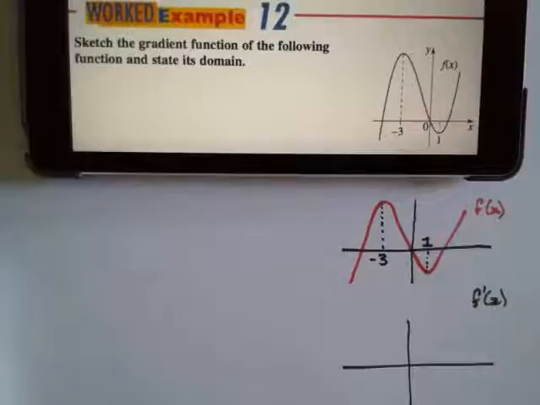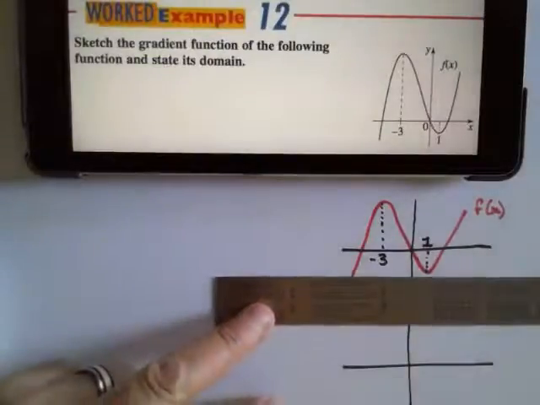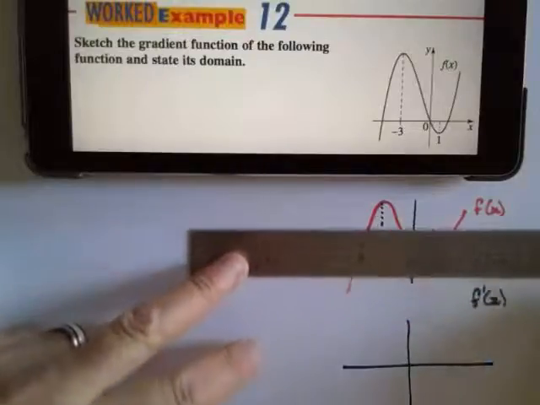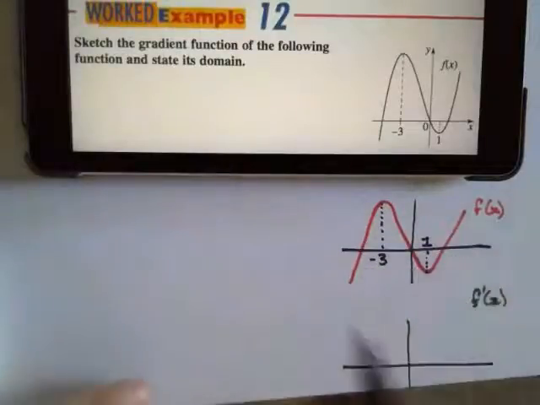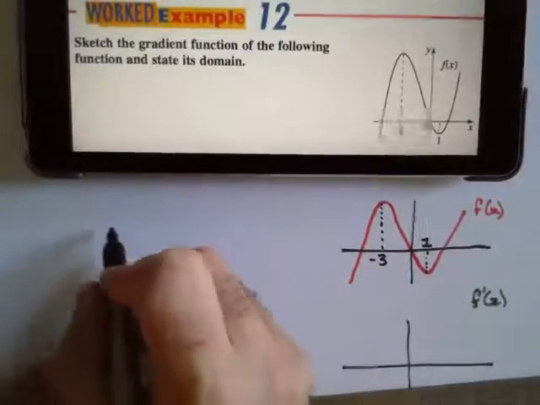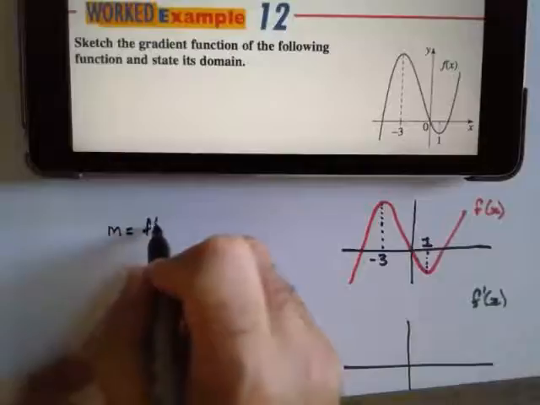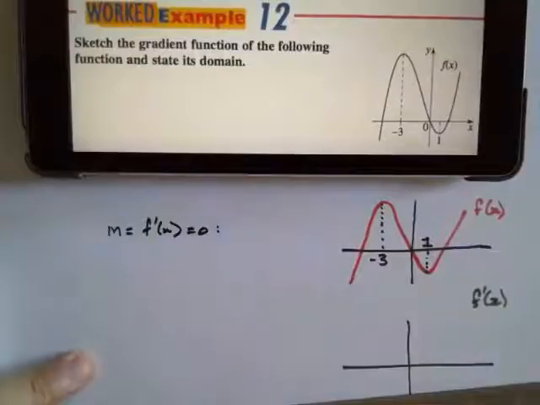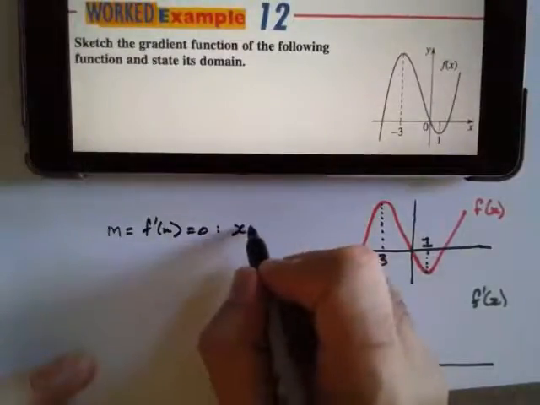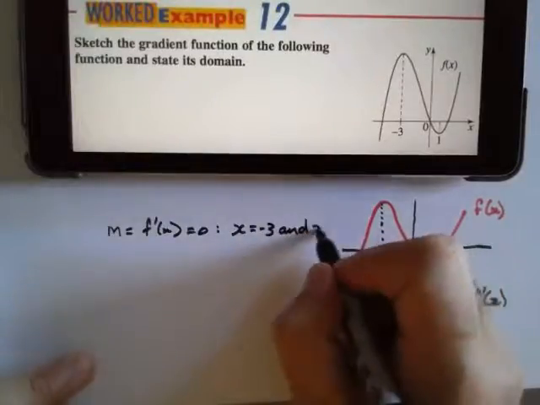What I'm going to do now is find where my gradient is 0. That's always the easiest. And my gradient is 0 always on a turning point, if you remember correctly from year 8, from year 11. So gradient is 0 there, gradient is 0 there. So I'm going to remember that my gradient, which is the derivative f'(x), equals 0. Where does that happen? That happens where x equals -3 and x equals 1.